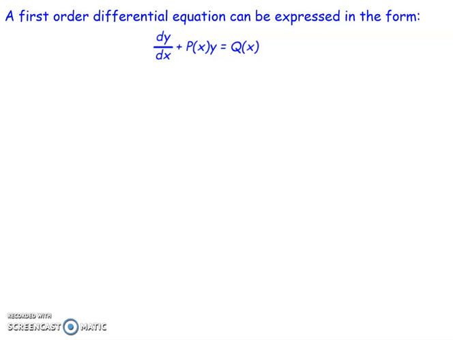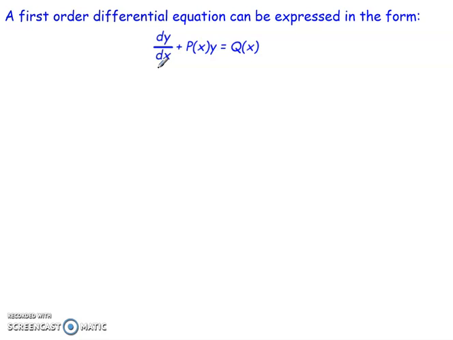Now, first order differential equations can be expressed in this form: dy/dx plus p of x times y equals q of x. p of x and q of x are just generic functions of x in whatever format we want. The y is kept as the y, and then you've got dy/dx here, indicating your derivative of y with respect to x.